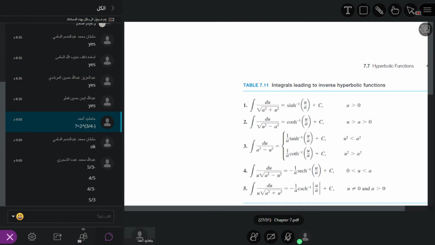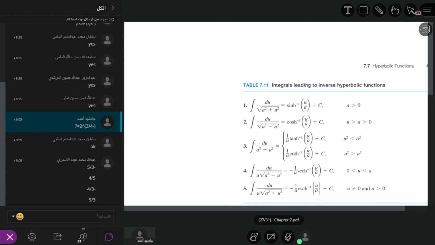Now we move to question number 5. You can see what question number 5 is. It is 2 cosine hyperbolic log natural x.